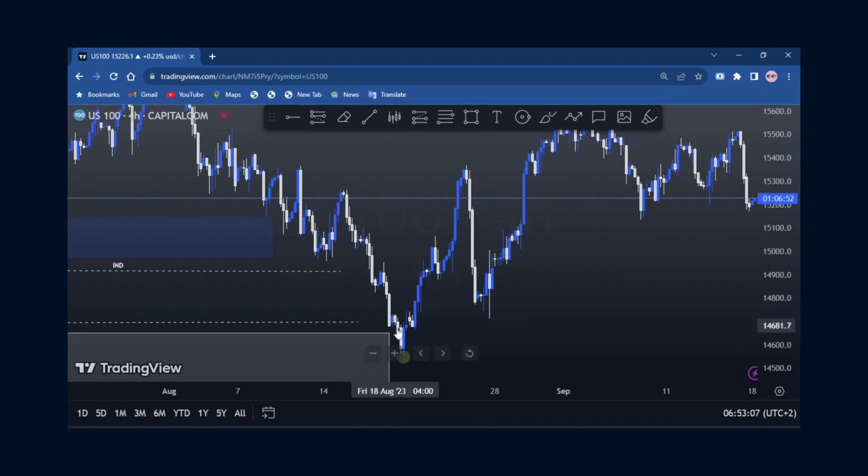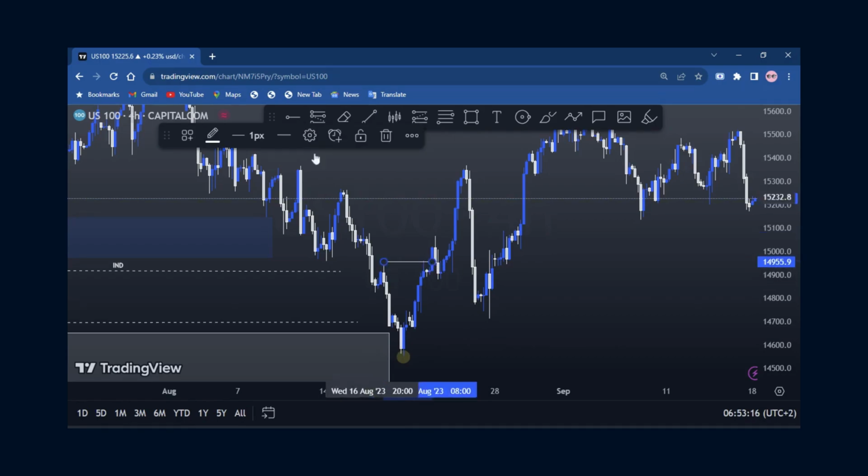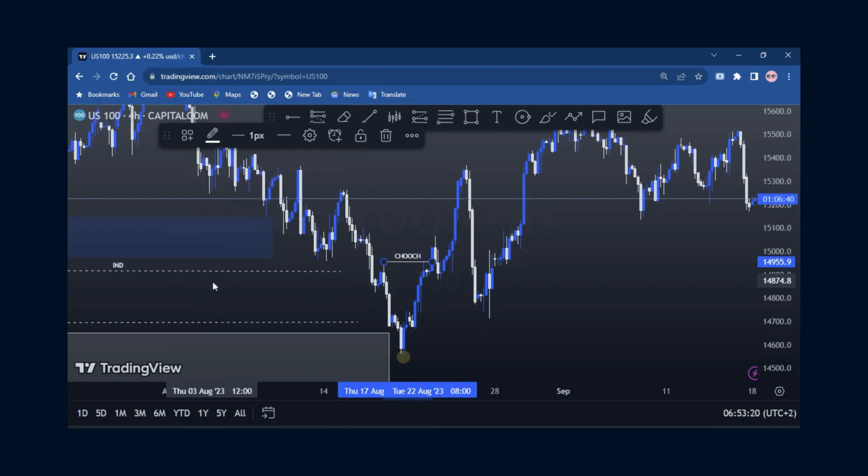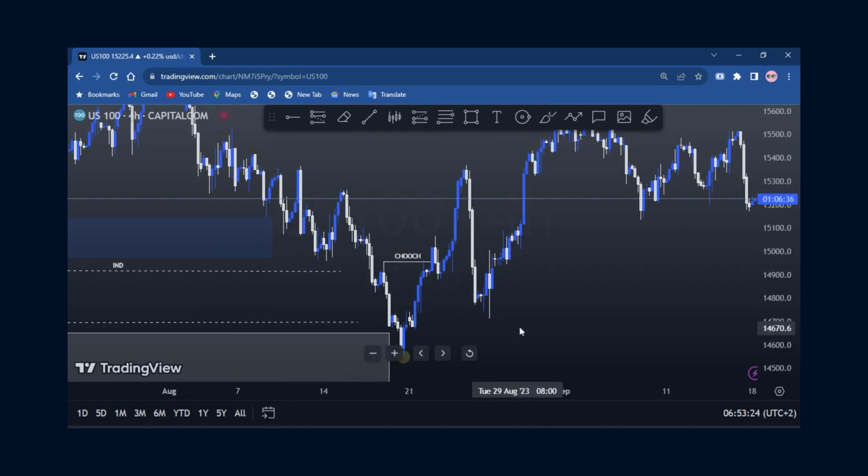As you can see, the market created something like this. It broke structure where? It broke structure here. So this is where we had our break of structure, and in this case we call it a change of structure. So our change of structure happened there, then the market went up.